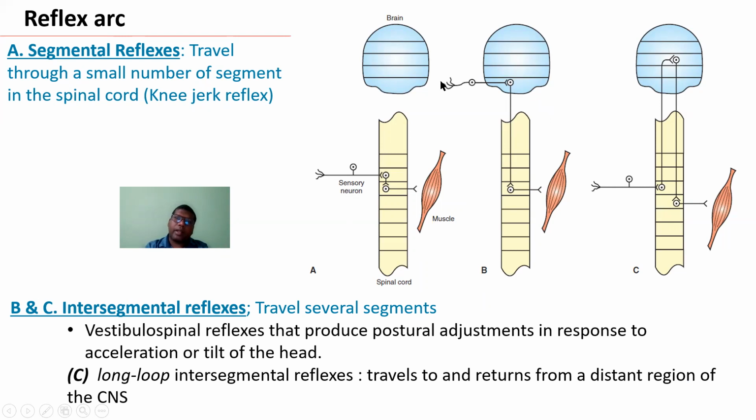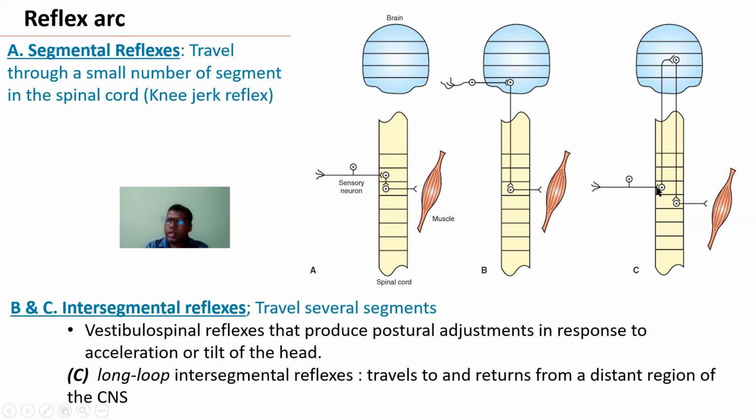So when we move our head, the hair cells will send a signal to the CNS. From the CNS, the motor neuron travels all through the spinal cord. They have to travel many segments of the spinal cord to the leg muscle or the muscle in the lower part of the body to maintain our steadiness and prevent our falling. So this CNS circuitry is synapsing and moving all through the segments. This travels a long segment, and this is called intersegmental reflexes. And another is the long loop intersegmental reflexes.